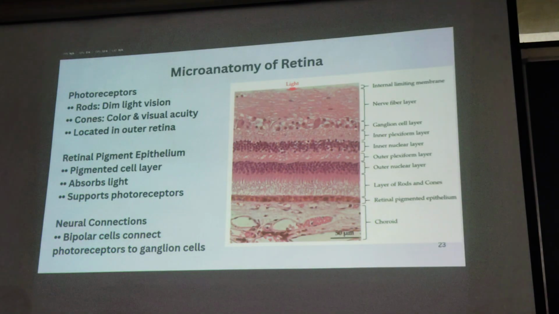And under the microscope it looks like this. So the photoreceptors: rods, which are used for dim light vision, and cones for color and visual acuity, are located in the outer retina. The retinal pigment epithelium, which is a pigment cell layer, absorbs light and supports the photoreceptors. Neural connections: bipolar cells connect photoreceptors to the ganglion cells.